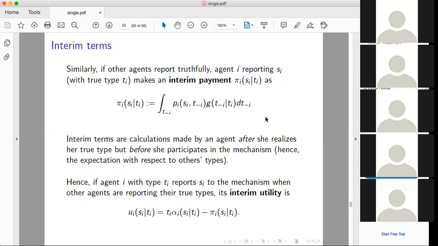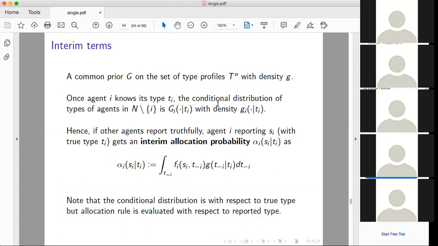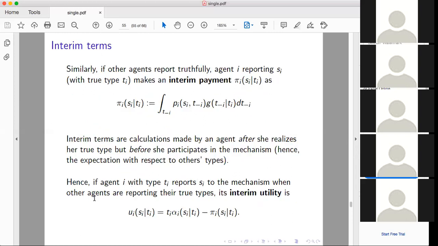Using these two notions, we can compute the utility of an agent i if his true type is Ti and he reports Si to the mechanism. Well, this is the expected value he will get. Ti is his true type, and this is the probability with which he will get the object, minus this is the expected payment he will make. So this is the expected utility of the agent who has type Ti but reports Si.